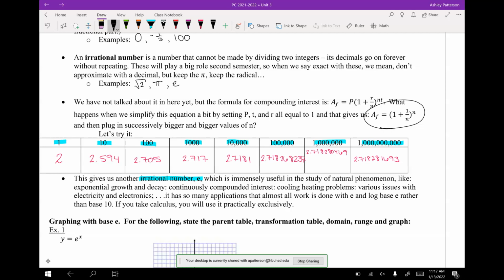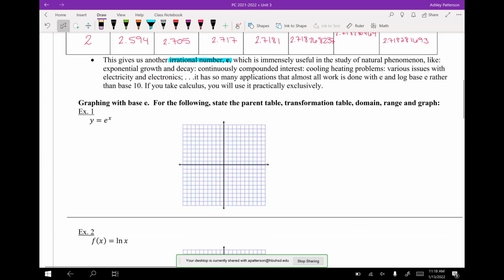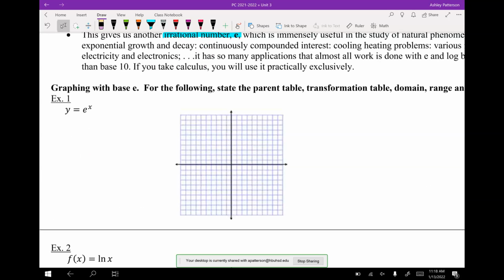This will be very helpful. But for now, we're going to graph it. Doesn't that sound like fun? Yes, Lauren's eyes of doubt and skepticism say she's ready. All right, take a look. Here is our parent function for e to the x.